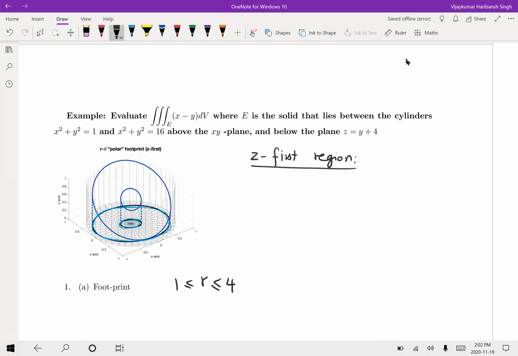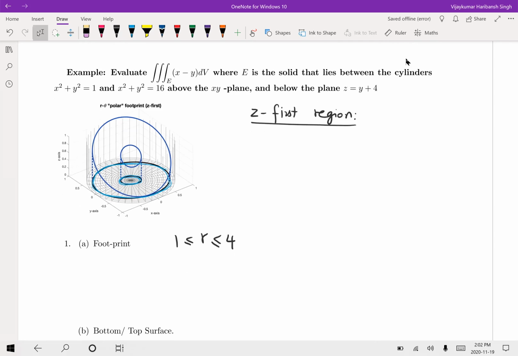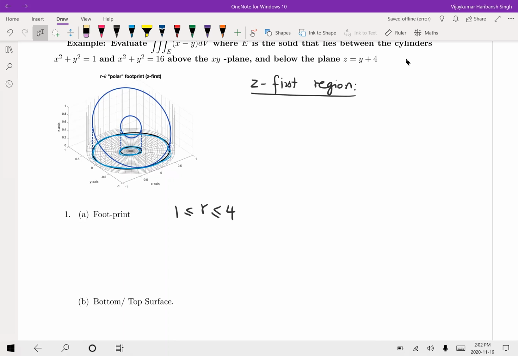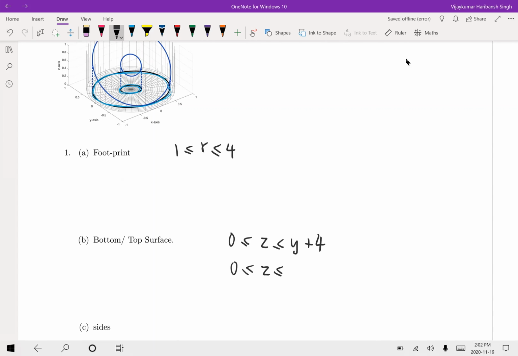Now bottom and top. The reason why we decided to go for Z first is because we can write Z between two nice regions. So the top region is given by, well, Z is less than or equal to y plus 4, but everything in terms of polar coordinates. So this will be Z is less than r sine theta plus 4. So this is the bottom surface, and this is the top surface.